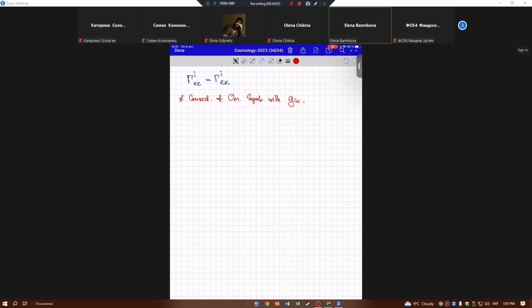But first, to do this, we need to prove, and this is one of the properties of the metric tensor, that the covariant derivative of the metric tensor equals 0.